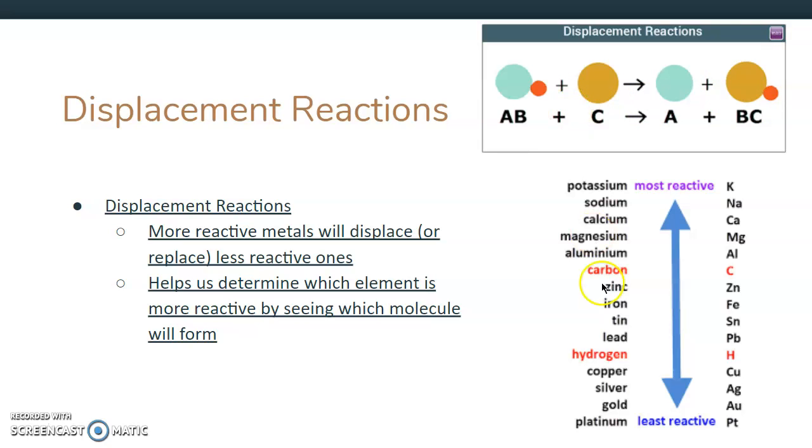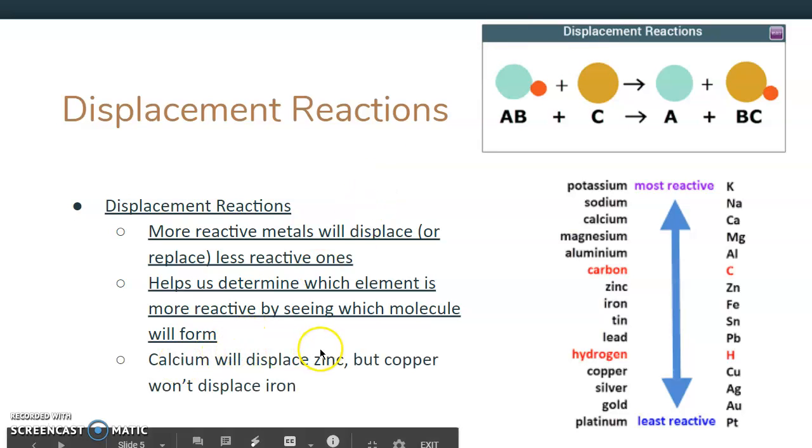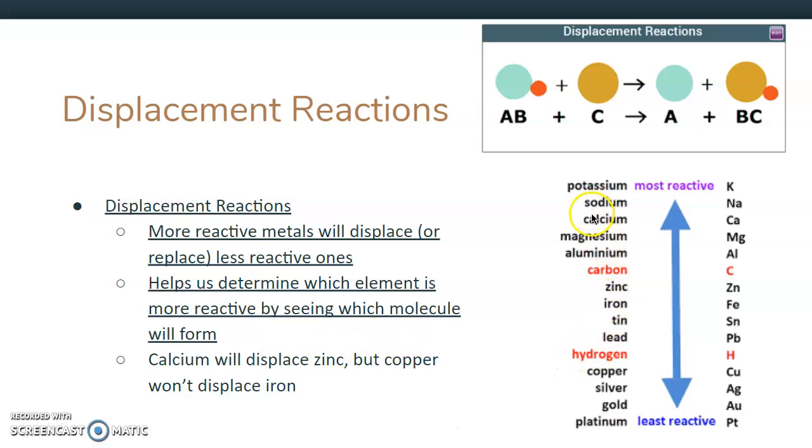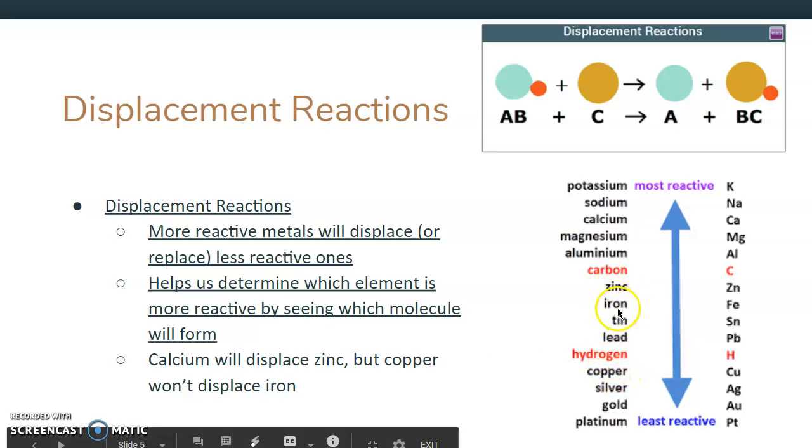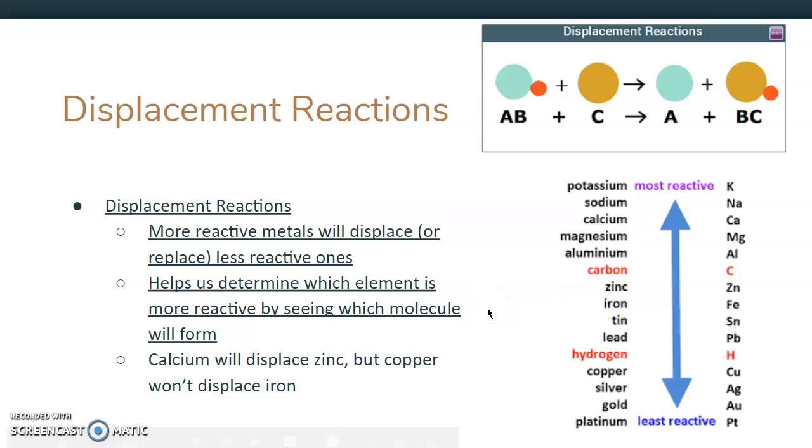If, for example, the C molecule is less reactive than the A molecule, then it will stay just as it is on the left side. There will be no reaction. So this is another example. Calcium will displace zinc, but copper won't displace iron. So calcium on our list will displace zinc or anything below it, but our copper molecule down here won't displace anything above it. So we can use these all to help us determine and create our own lists.